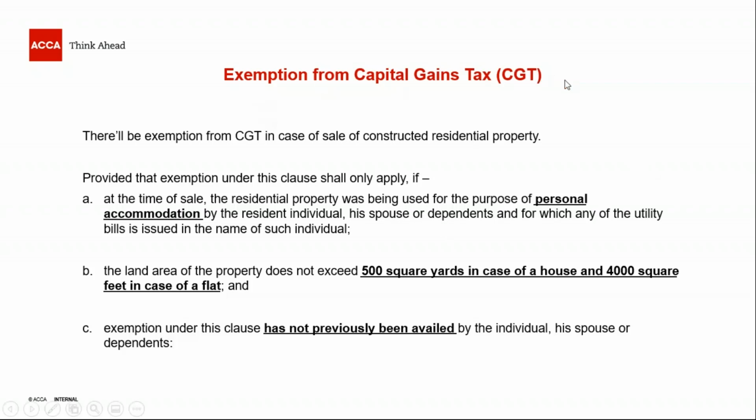Anyway, exemption from capital gain tax. A lot of discussion has been about this, that oh, capital gain tax has been exempted, or whether it's been abolished. So what exactly is happening? Let's see.